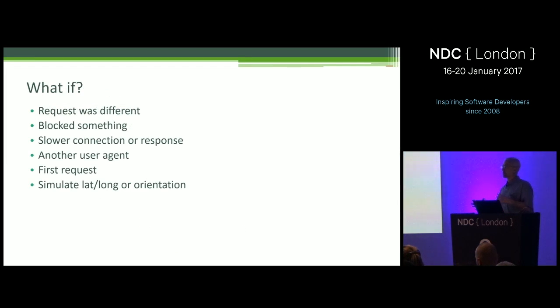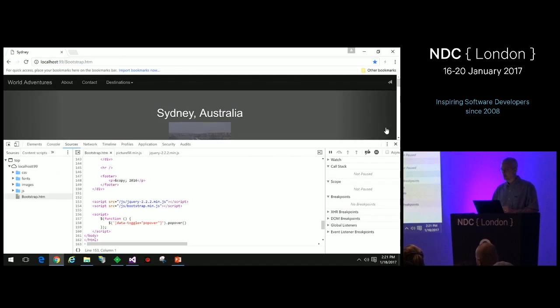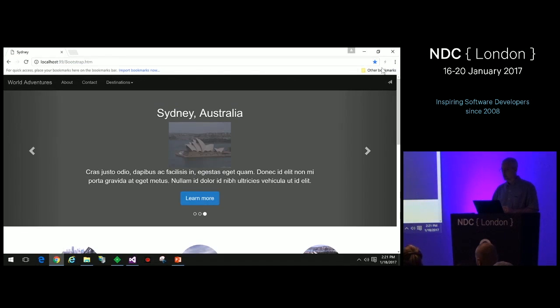The next branch of things we're going to look at is what if. So what if I did certain things? How would things be different? So the first thing is, what if the request was different? So because Fiddler is acting as a proxy, it can actually intercept all of the requests between the client and the server and allow me to make modifications.